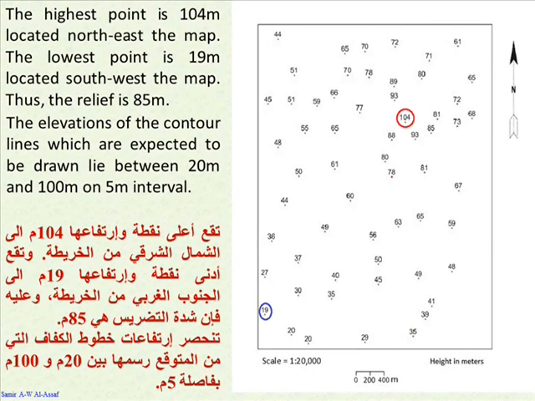The highest point is 104 meters, located northeast of the map. The lowest point is 19 meters, located southwest of the map. Thus, the relief is 85 meters. The elevations of the contour lines which are expected to be drawn lie between 20 meters and 100 meters on a 5 meters interval.